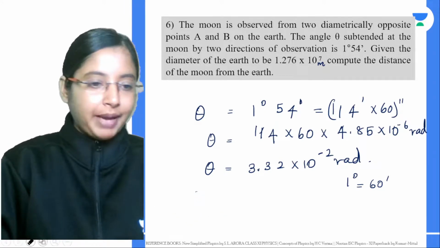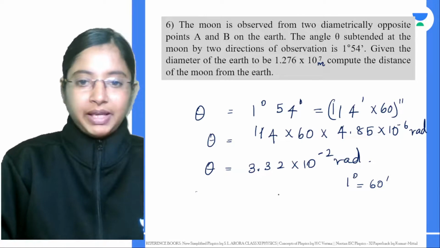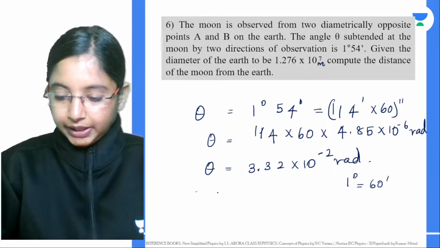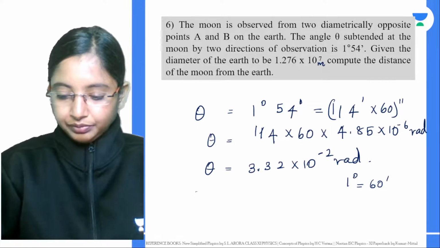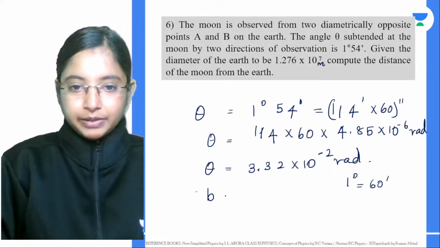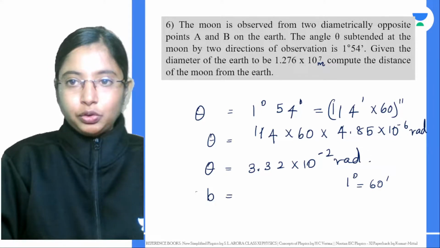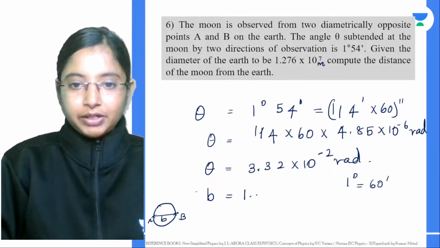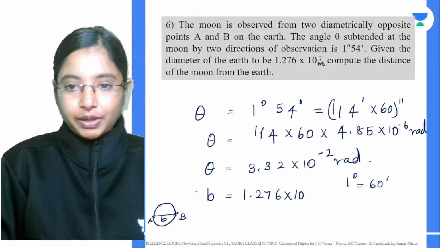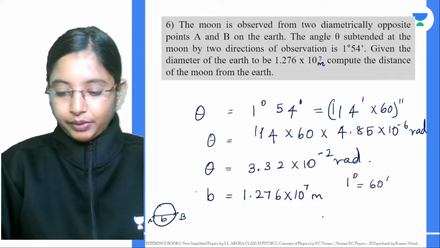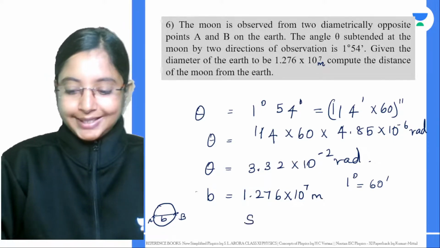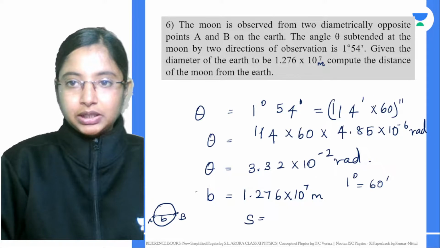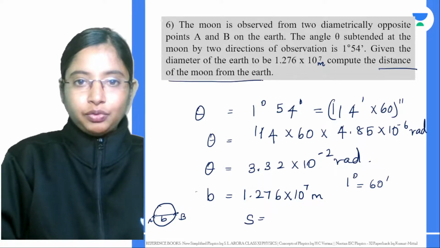So, we are using the parallax method in this case, and the basis b is the distance between the two positions on earth, A and B, and it is given as 1.276 into 10 to the power of 7 meters. This is given in the question. Now, what will be the distance to the moon from the earth?